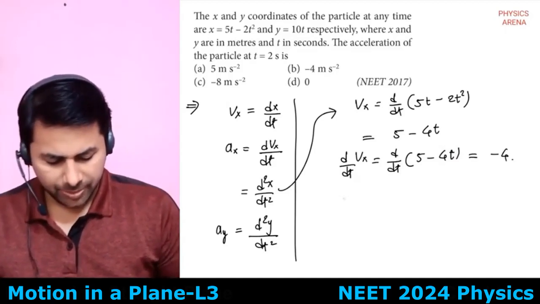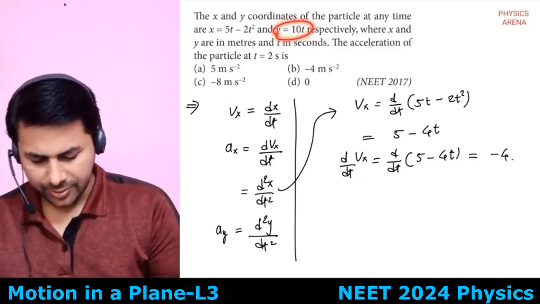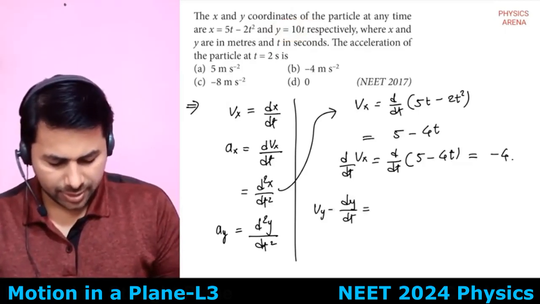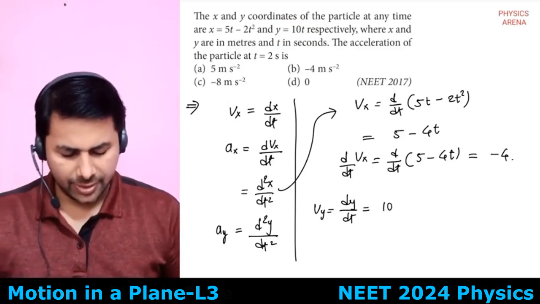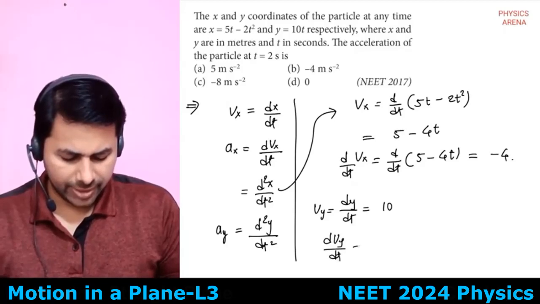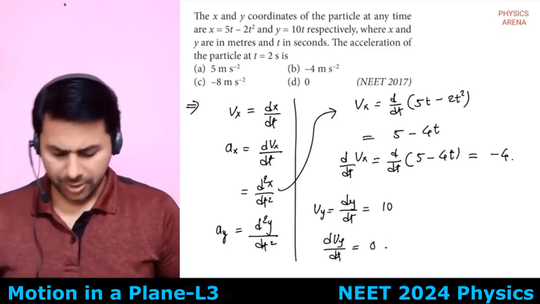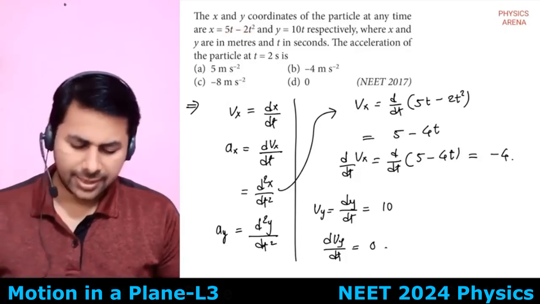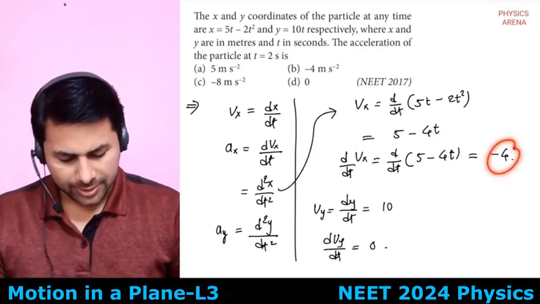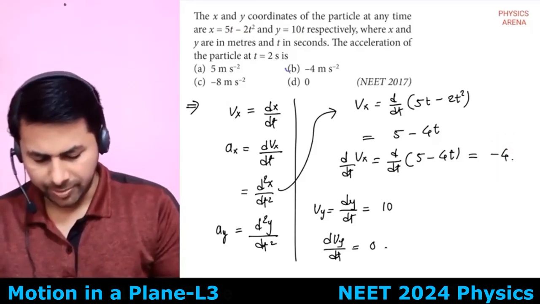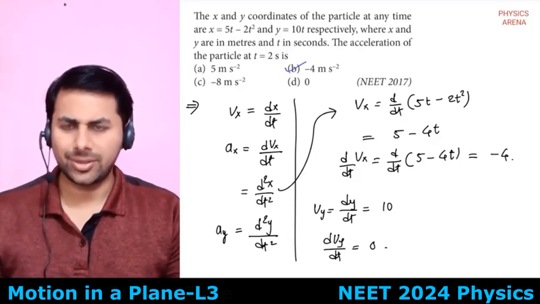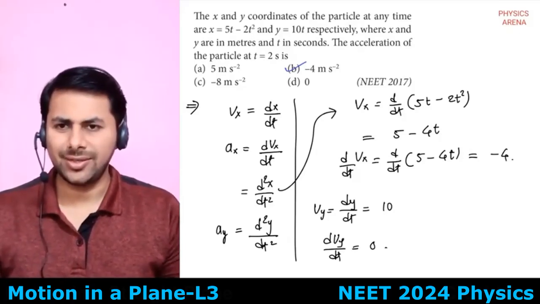And similarly, if you differentiate this one, dy by dt is vy, it is equal to 10. And if you differentiate this, dv by dt, this will be 0. So there is acceleration only in x direction, and there is no acceleration in y direction. So the answer is minus 4, option B, right? So good, Raku. This is clear, Sai.